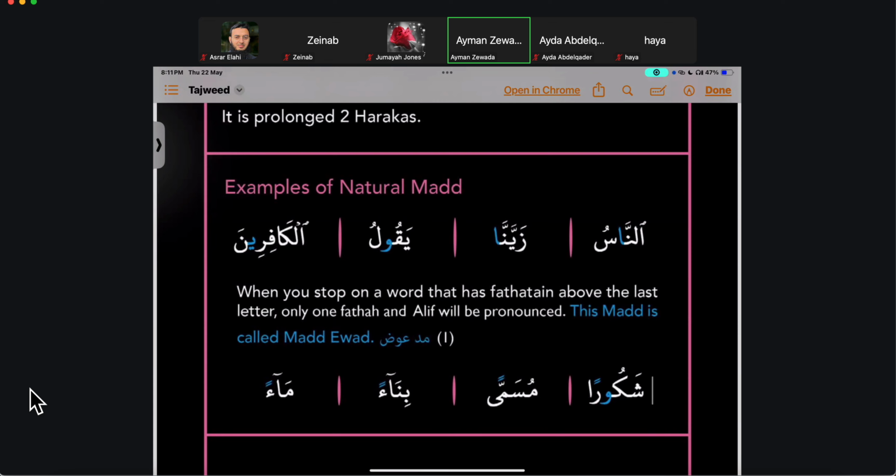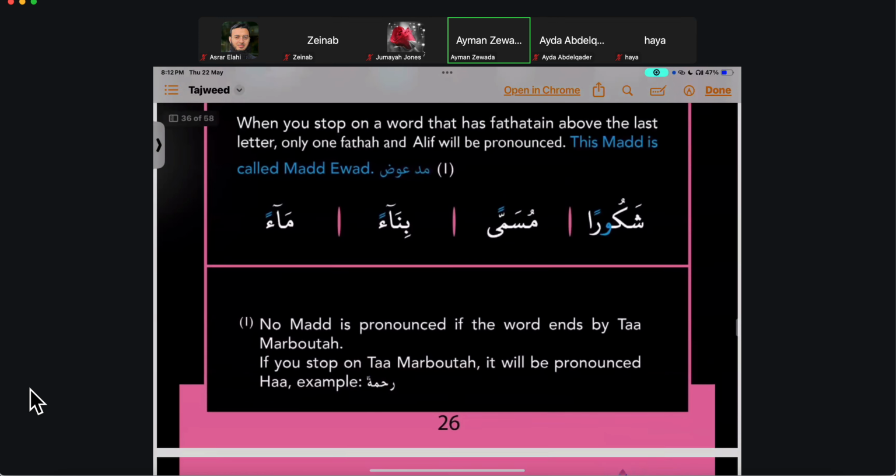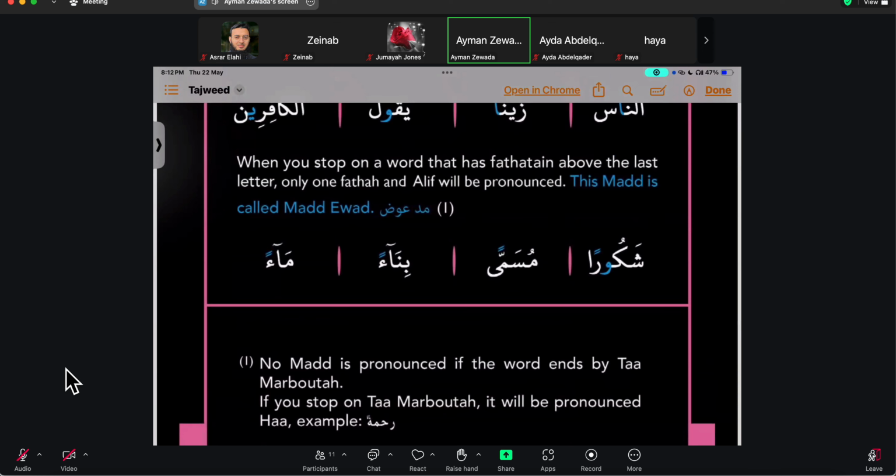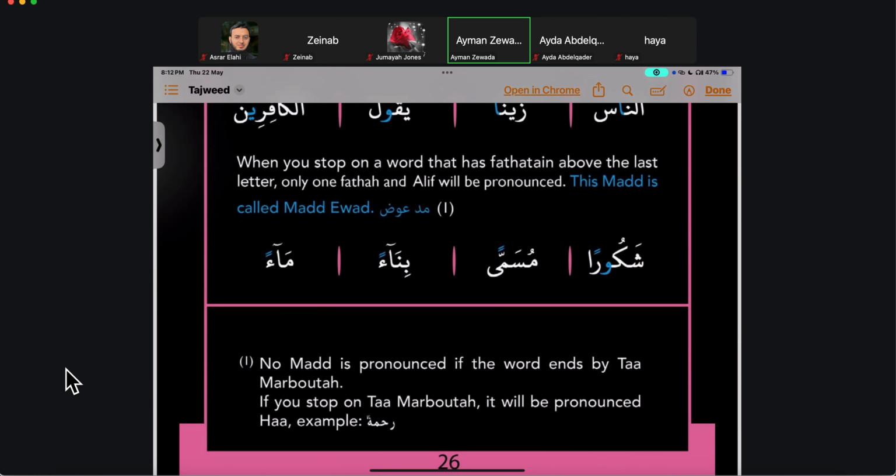For example, shukura, musamma, binaa, etc. All right, notice, no mad is pronounced if the word ends with ta marbuta. Ta marbuta is the ta which is like a circle shape at the end of the word. If you stop at a ta marbuta, that ta becomes a ha, pronounced as a ha. For example, the word rahmah, instead of becoming rahmat, becomes rahmah with a bit of air with the ha.